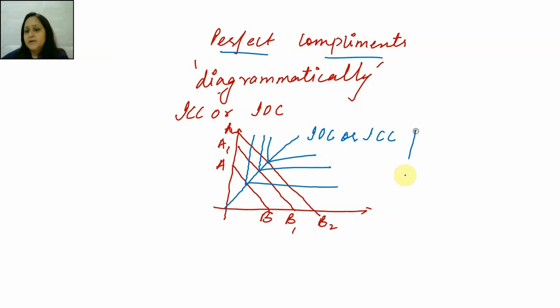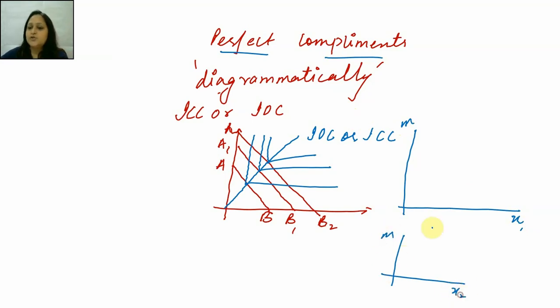It's very simple. The second thing we make is the angel curve. We will make the angel curve with x1 and with x2. In both, the angel curves will be straight lines. That's perfect complements' income of a curve and angel curve. Now let us do perfect complements' price of a curve and demand curve.